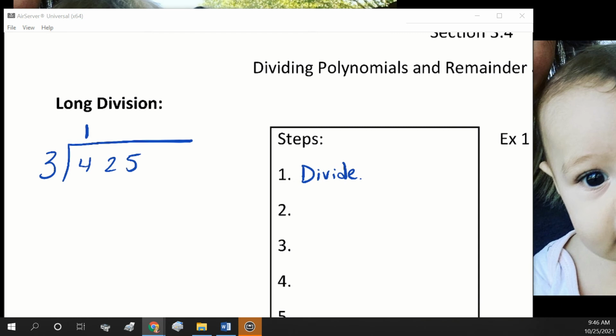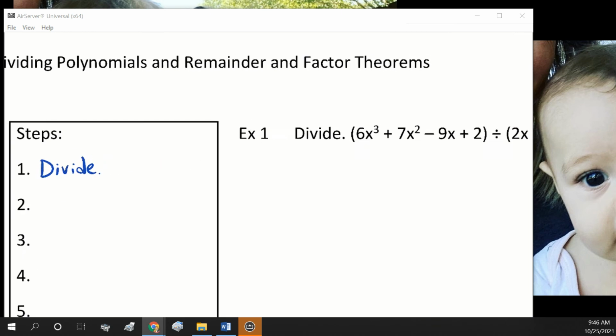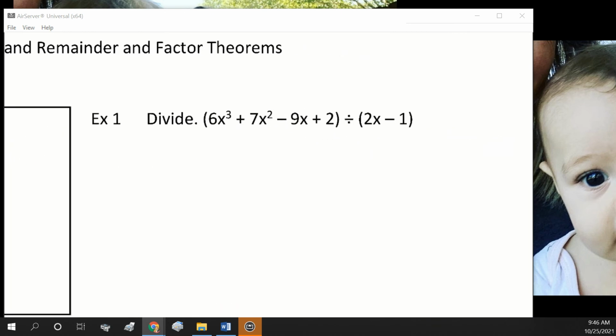Okay, let's do that step with polynomial division. So to set it up, the divisor is what you're dividing by, and so it goes in the front. And this is called the dividend, and it goes underneath.